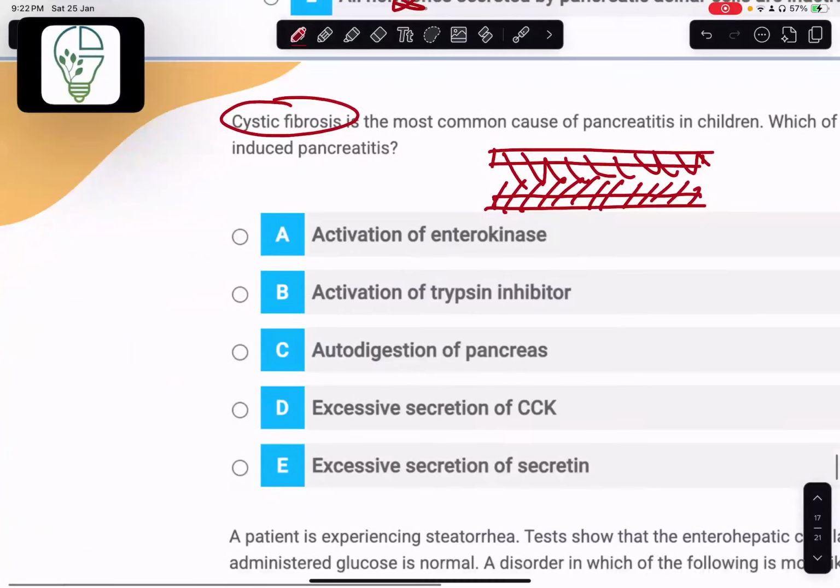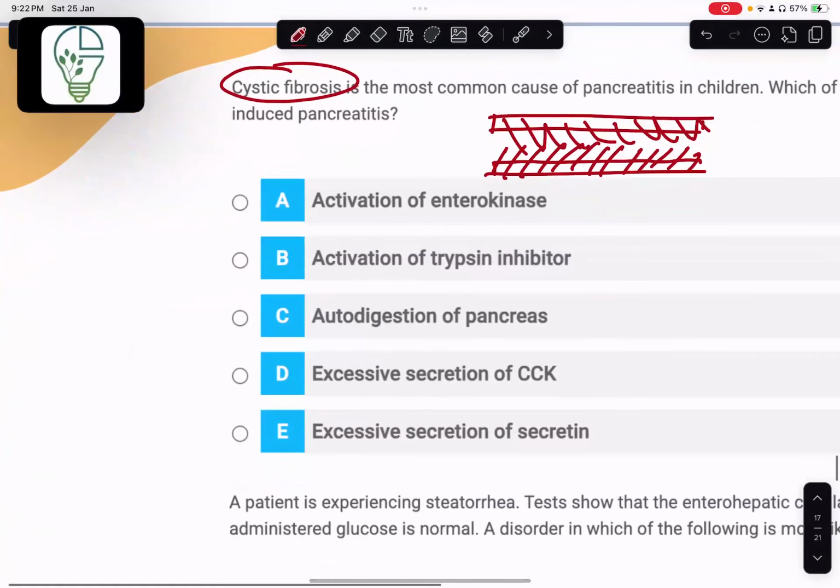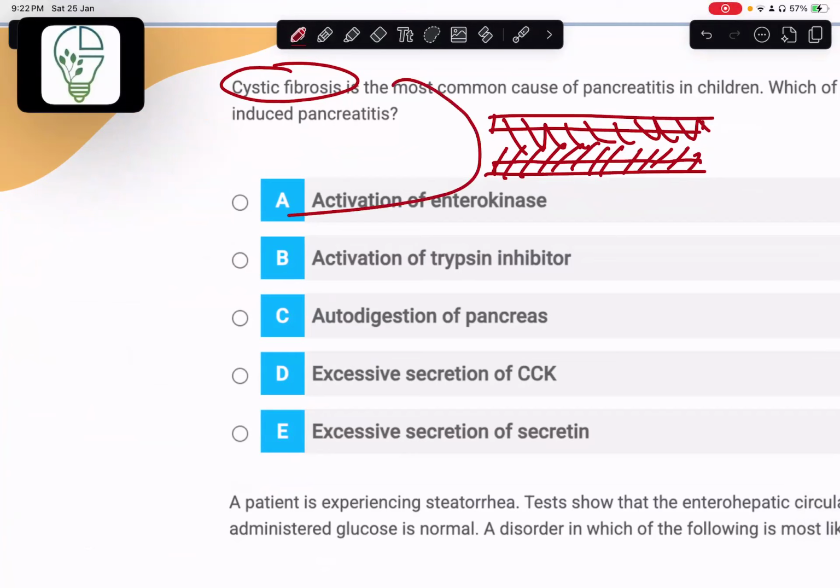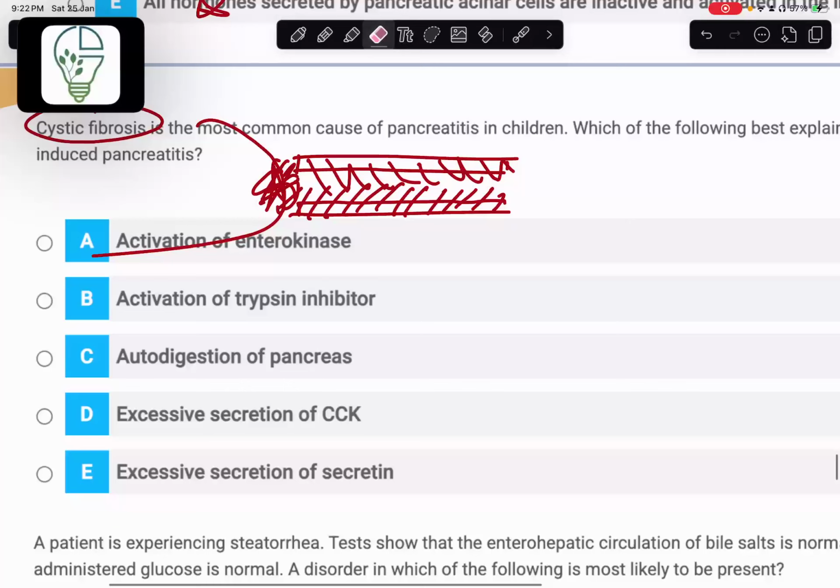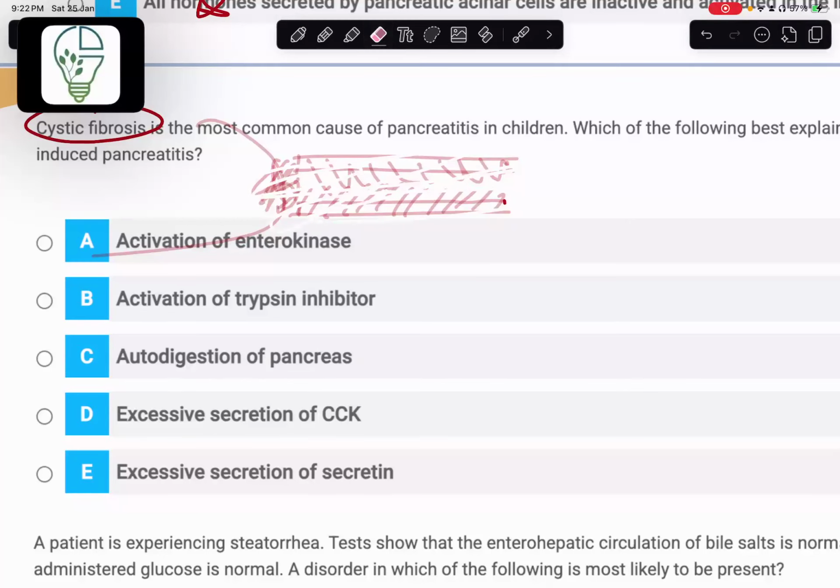When the pancreatic duct is blocked, the enzymes cannot leave into the lumen. They are active and they are stuck and blocked. At this point, let's say this is the pancreas, this is the duct, all the enzymes are being here. It's going to cause a buildup inside the pancreas, which is going to cause autodigestion.